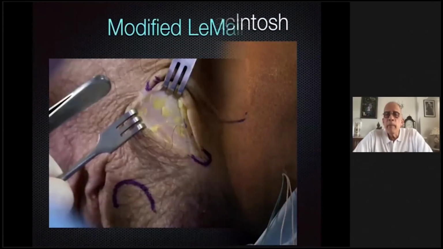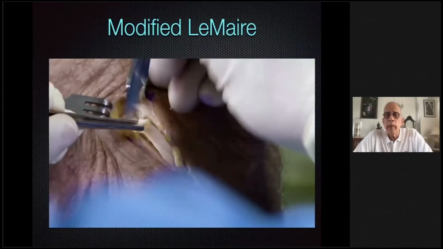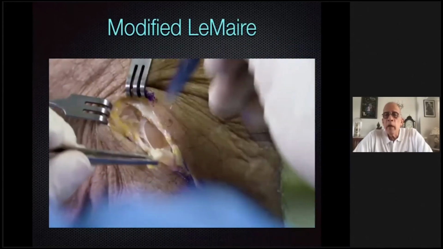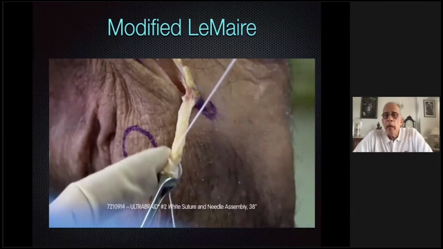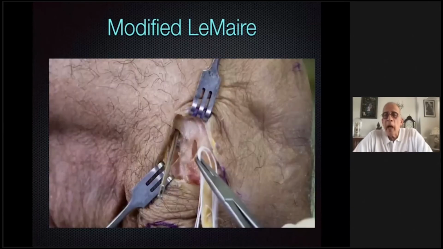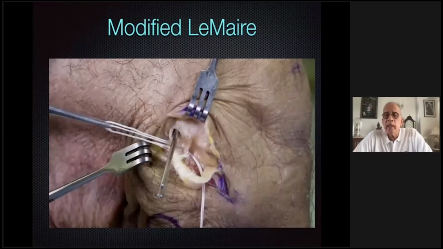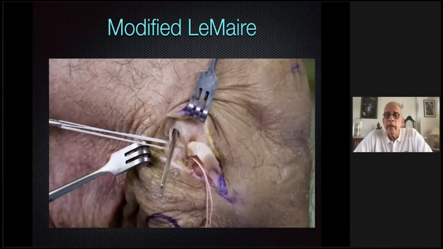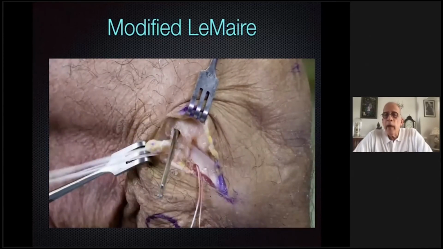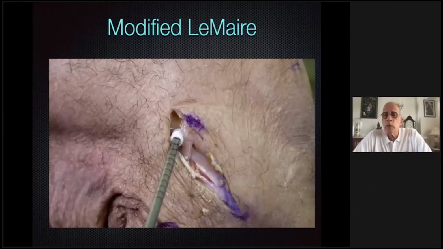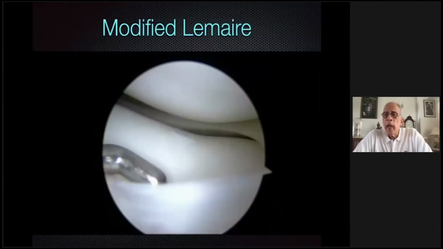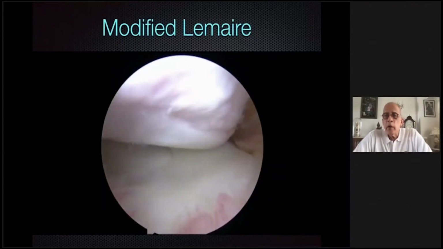We do the Lemaire procedure and the modified Lemaire in patients who have a grade 3 pivot and who are basically high demand individuals. And in this case, as can be seen in the cadaveric study, the strip of IT band taken from the middle third is passed below the LCL and fixed at a point which is about 5 millimeters proximal and posterior to the lateral epicondyle.